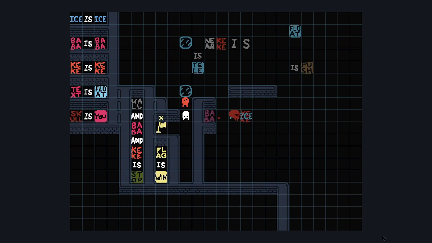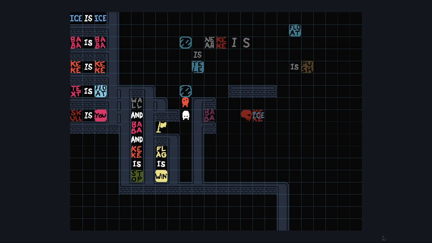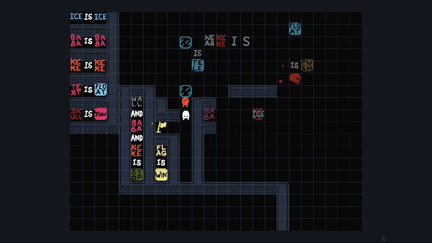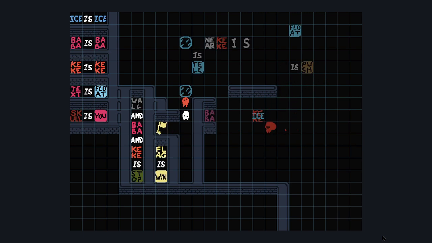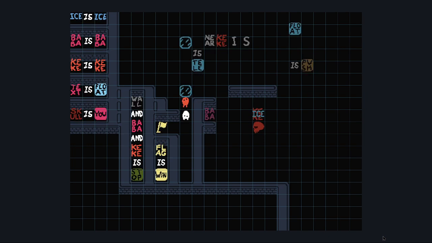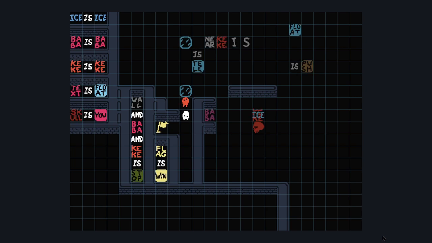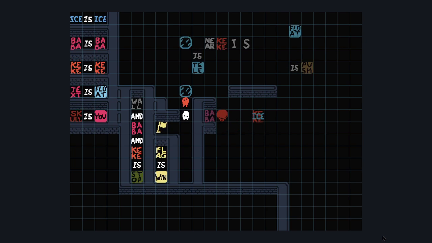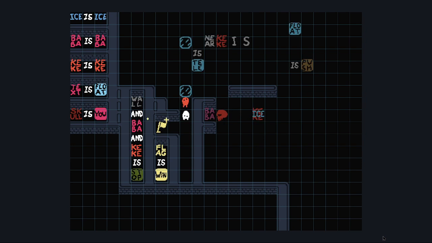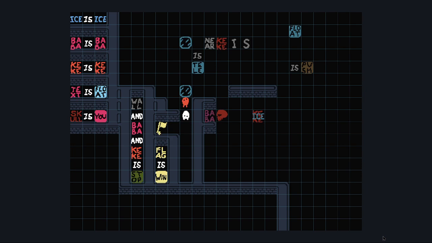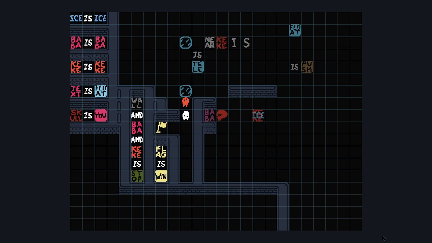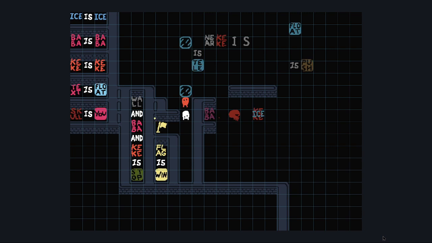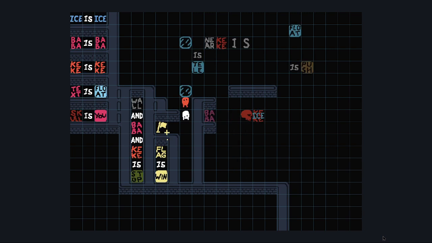But there's Baba, then IS, then ice tile right here, and then kick it is push with ice tile over the push. Theoretically, I could have the ice tile somewhere else. Oh, wait, or. Is push. Oh wait, I think I got it.